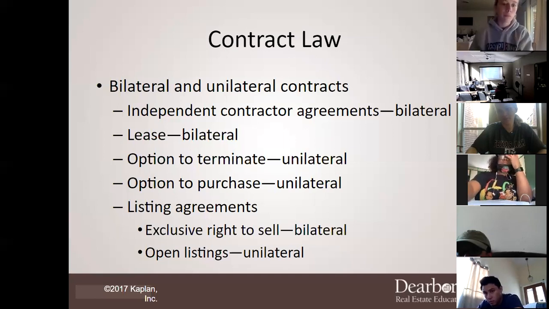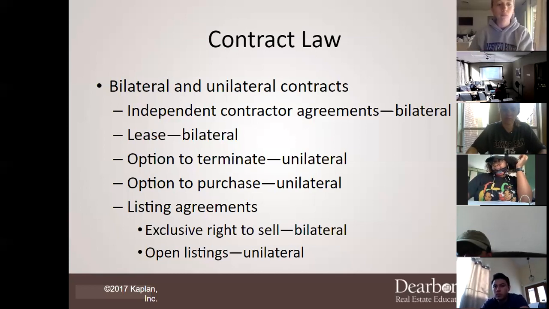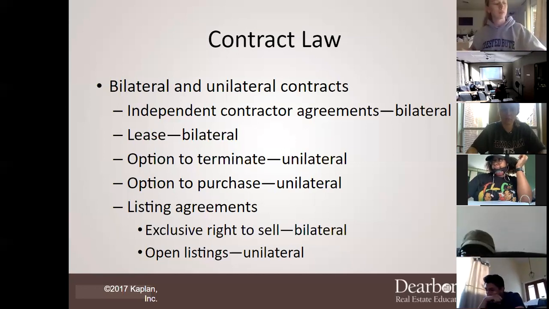Okay, what about a lease? It's a bilateral, so there are two parties. Who's that between? The tenant and landlord, correct? Oh, okay, you got it. What about an option to terminate? That's a unilateral contract. That would just be the owner.